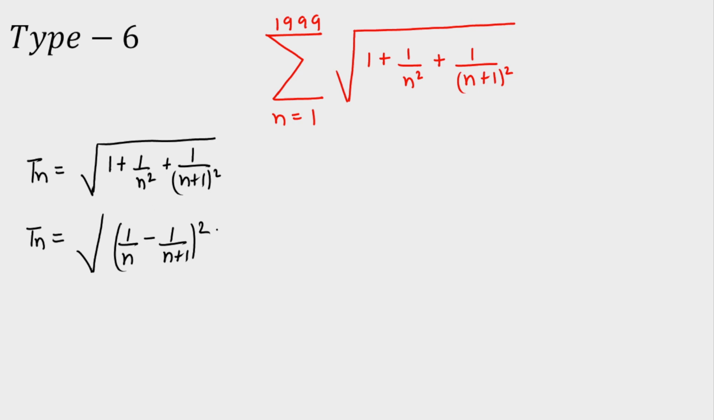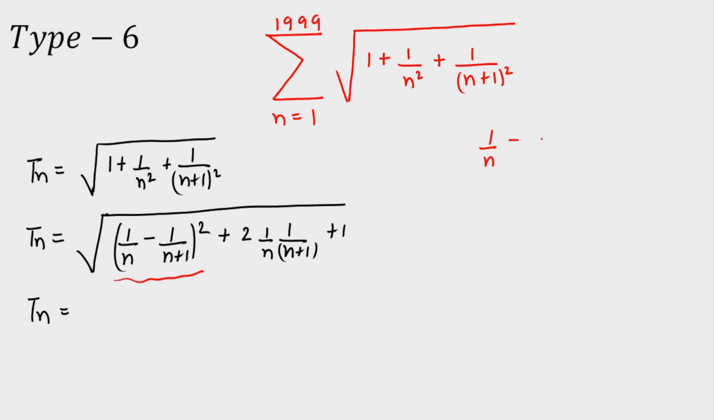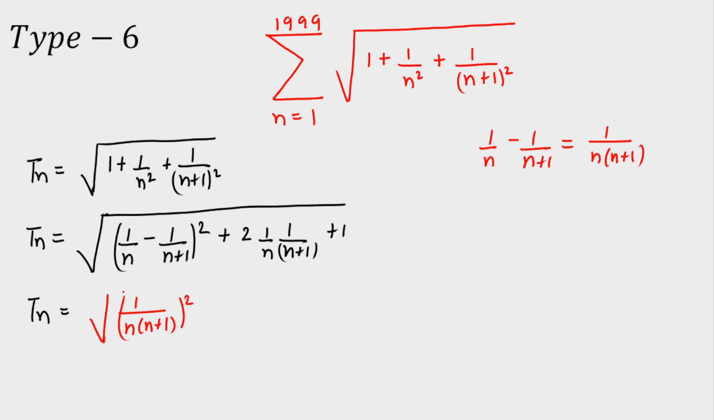But you'll get something additional, that is minus 2ab. So we have to add plus 2 times 2ab here, and then plus 1 as it is here. Now T of n will be, if you analyze these two terms for a moment, 1/n - 1/(n+1) is how much? I think it will be equal to 1/(n(n+1)) only. So this will be root over (1/(n(n+1)))^2, because their difference is 1, plus 2 times 1/n times 1/(n+1), and then plus 1.